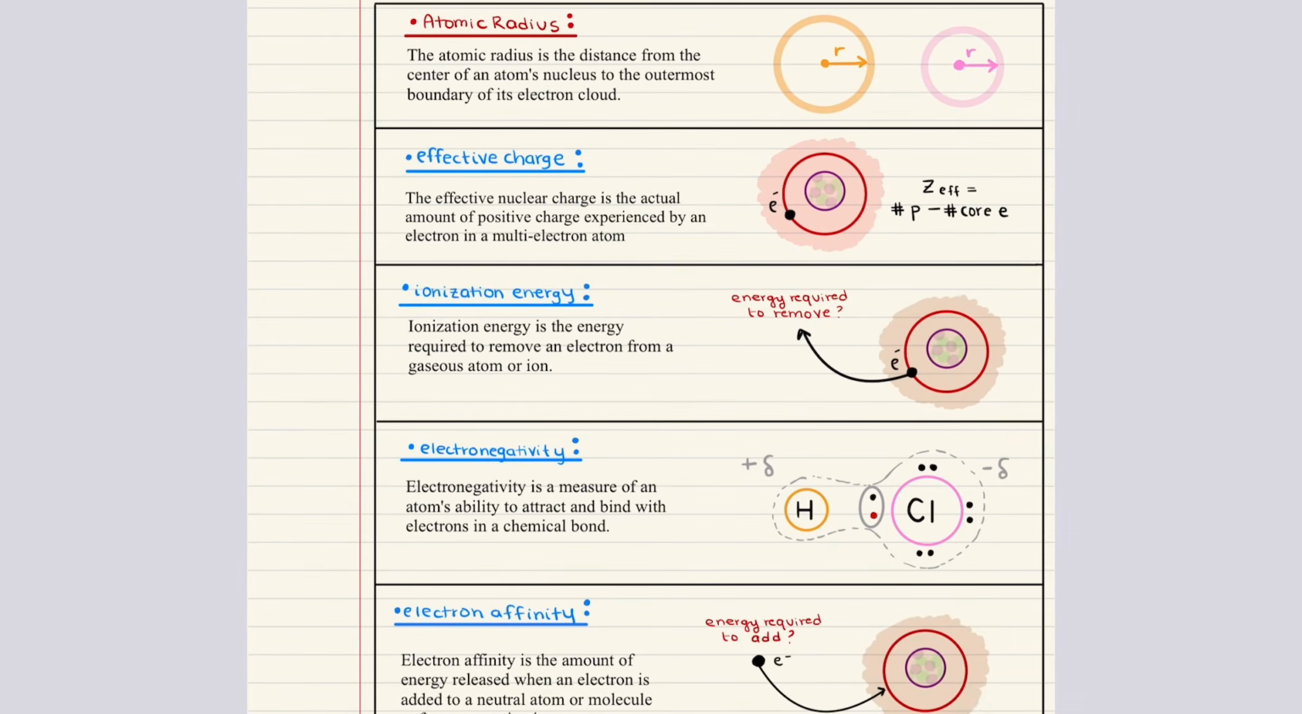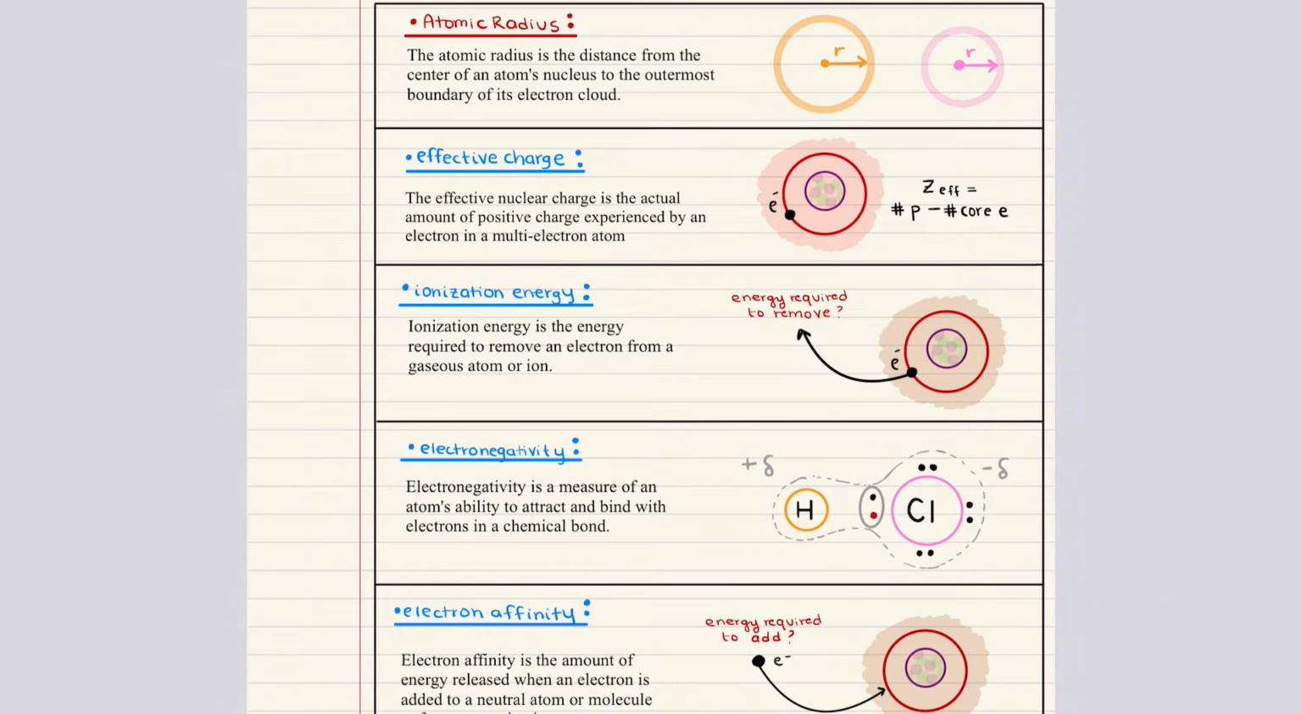And understanding these trends helps us predict the properties of elements and their compounds. Of course, to even understand the trends, we're going to first have to define the terminology. Then we're going to scroll down to the periodic table and discuss the trend, and we're going to do that for each category.